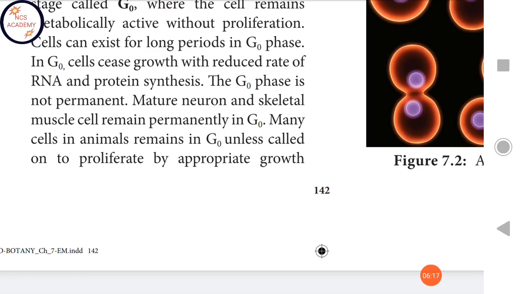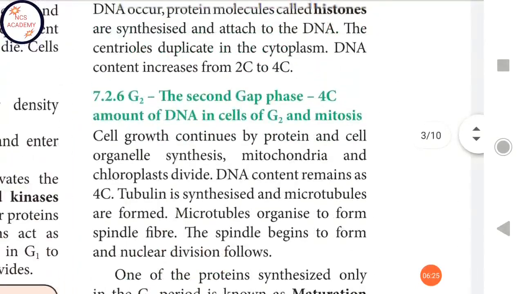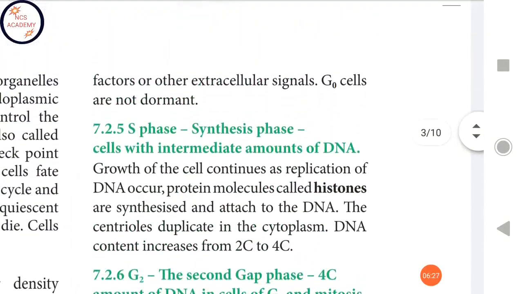Many cells in animals remain in G0 phase unless called on to proliferate by appropriate growth factors or other extracellular signals. G0 cells are not dormant.